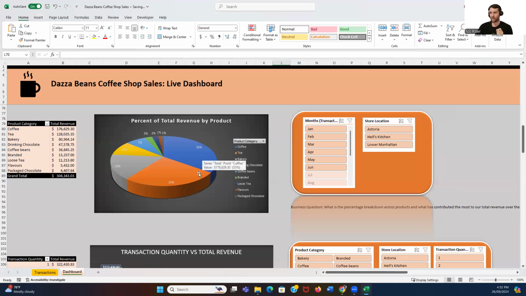We know that coffee has made 35% of his total revenue in the last 6 months, and tea has made 25%. So straight away, we know 60% of that 504,000 has come from just selling coffee and tea alone. And then the bakery is another 16% based on that.